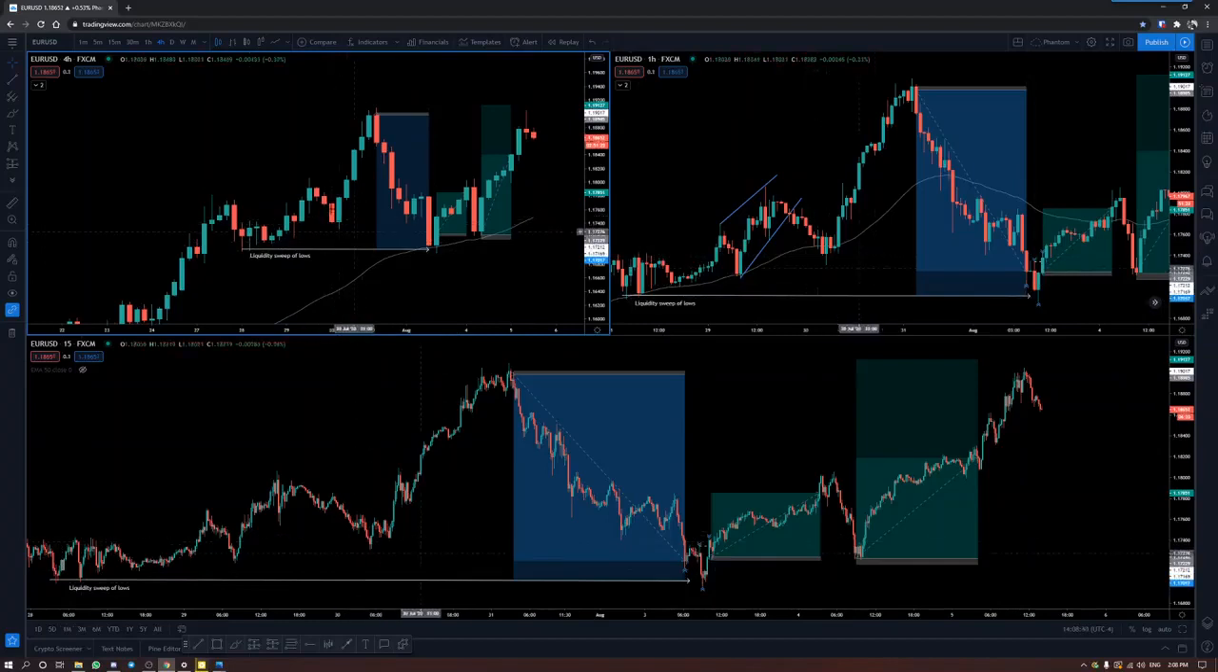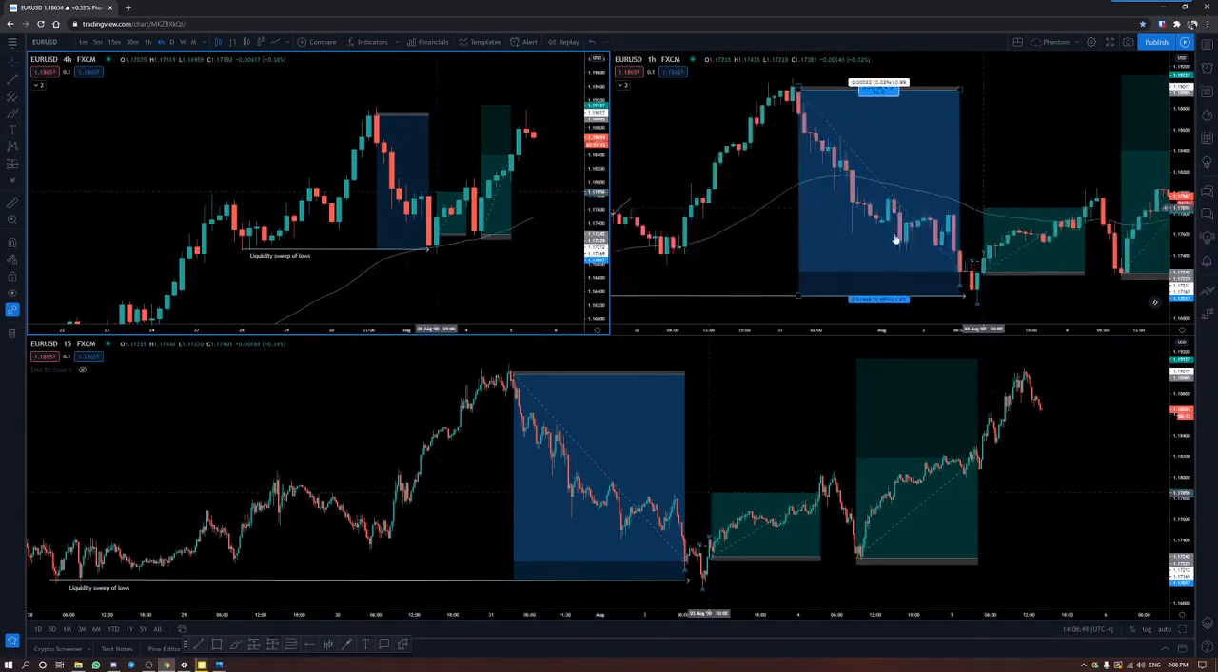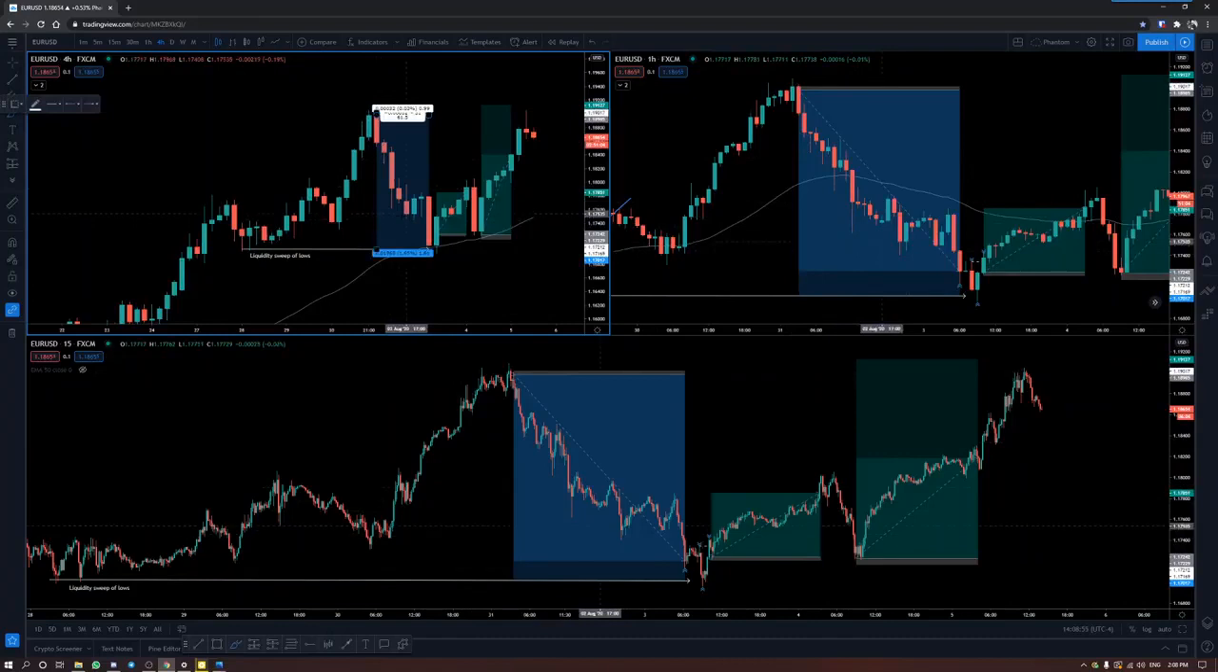It's a 4-hour higher low, a 1-hour higher low, and so on, and we had this overall strong push to the downside. Looking at it from a market structure perspective, on the 4-hour we just have a push to the downside, a little bit of a retracement, and then it broke the higher low here, which changed to a bearish market structure.